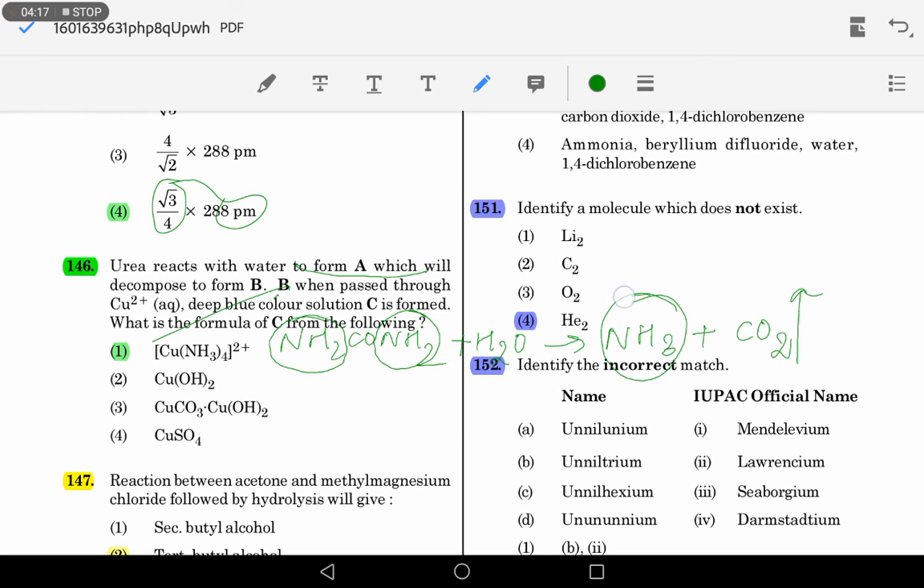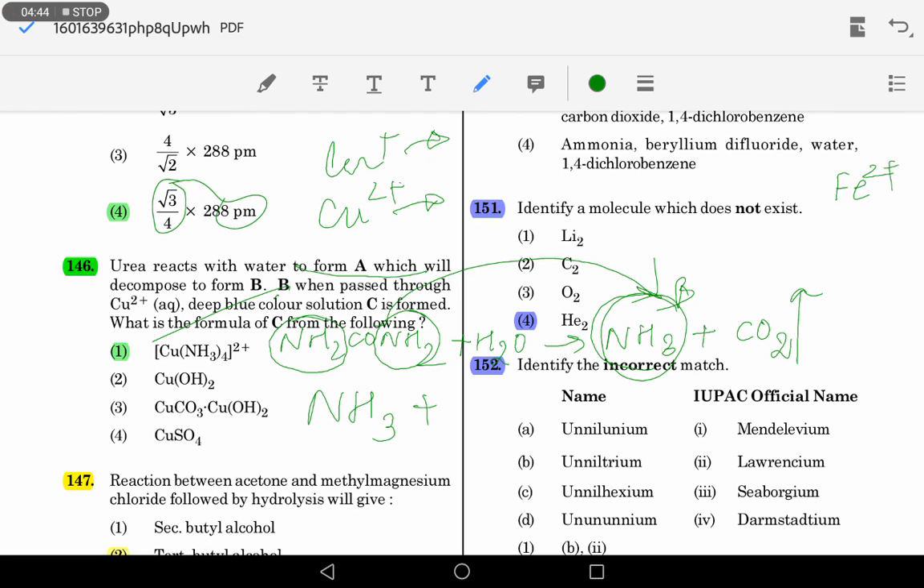It will decompose to form B. Urea will decompose to ammonia to form B. B is ammonia. B when passed through copper, that is Cu2 plus. So Cu plus exists, Cu2 plus exists. This one is called cuprous and this one is called cupric. Similarly, Fe2 plus is called ferrous, Fe3 plus is called ferric.